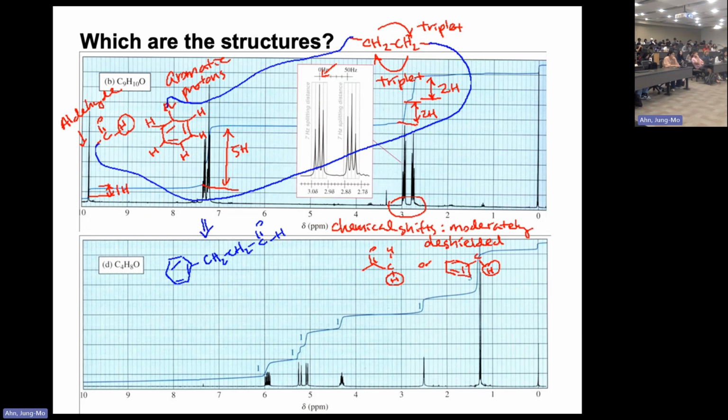All right, so these are actually pretty simple ones. That was a little bit more complicated, right? You see more signals. So let's do the bottom one down here.